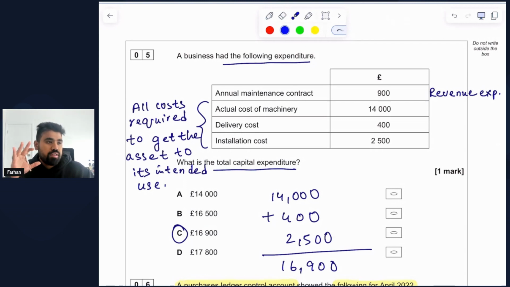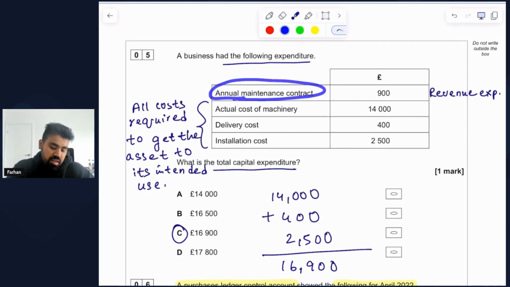So the 4 things that are mentioned within the table, starting with the annual maintenance contract, this is what we call a maintenance expense and falls under the definition of revenue expenditure. Revenue expenditure simply refers to the day-to-day operating costs for the business. The reason why we classify maintenance contract as a revenue expenditure is because you will be using the asset in the next financial year as well. And in the next financial year, you will also have to maintain the machine as well. So that is why annual maintenance contract is not part of your capital expenditure, but rather classified as a revenue expenditure.